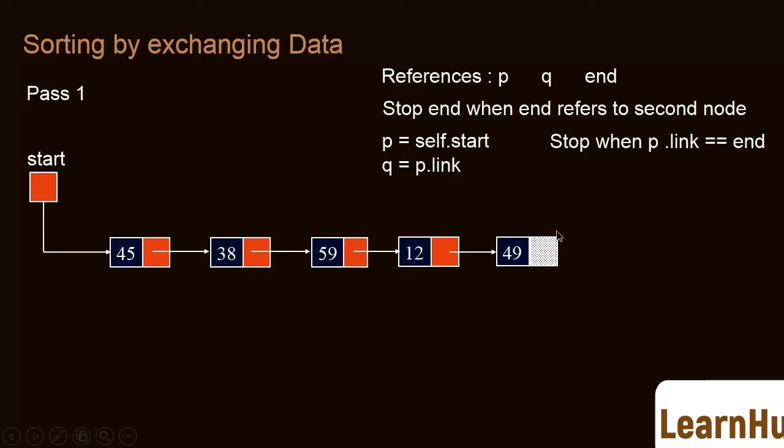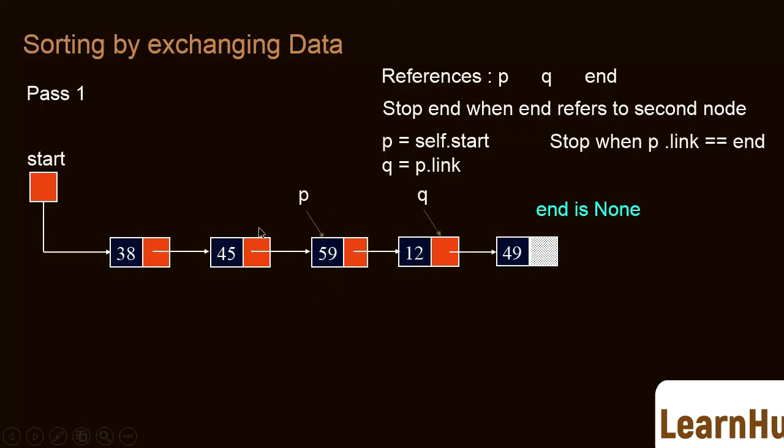Now in pass 1, end is None. And we initialize P with start and Q with P-link. So P refers to this first node and Q refers to this second node. We compare the info parts of these two nodes. This one is bigger, so we'll swap them. Now we move P forward and Q forward. Now we compare the info parts of these two nodes. There is no need of swapping because this is small and this is big.